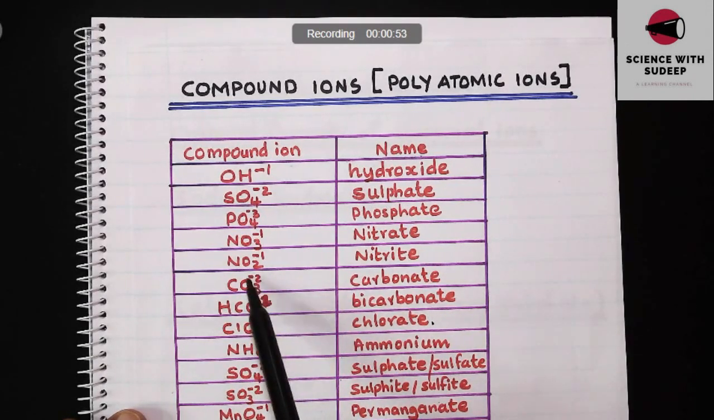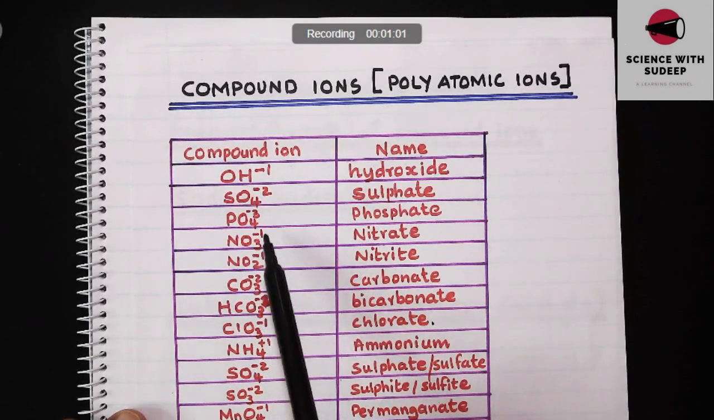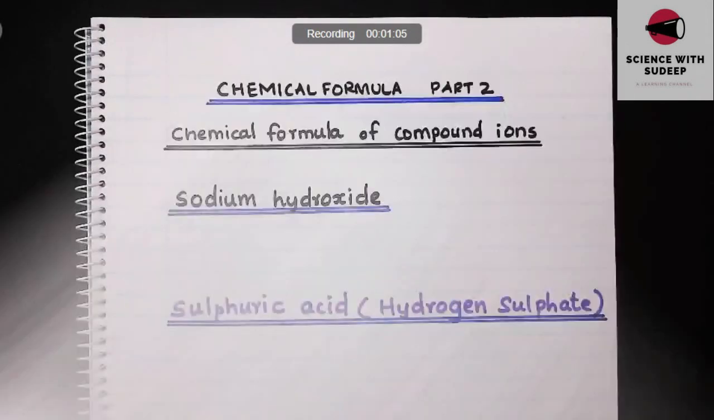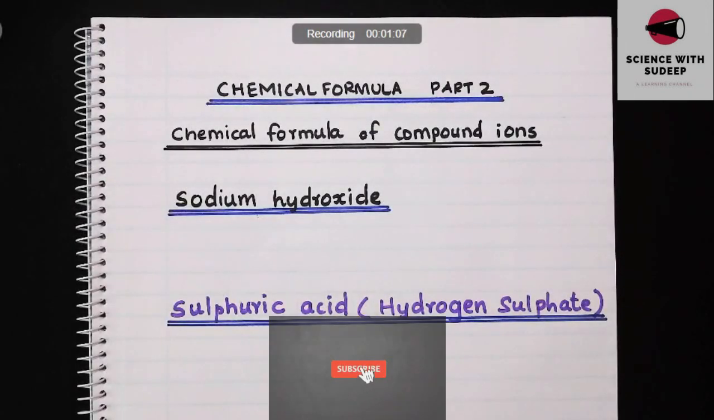So you have to know that the valency of the compound ion carbonate is -2. Nitrate is NO3 -1. We have to know that, otherwise we will be unable to write the chemical formula. I have a few examples here.